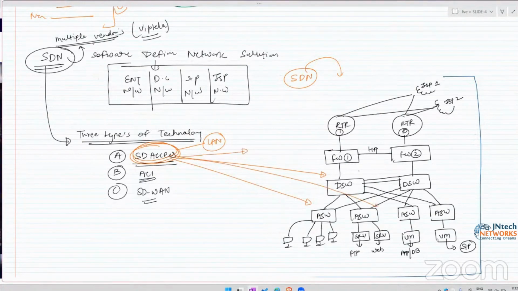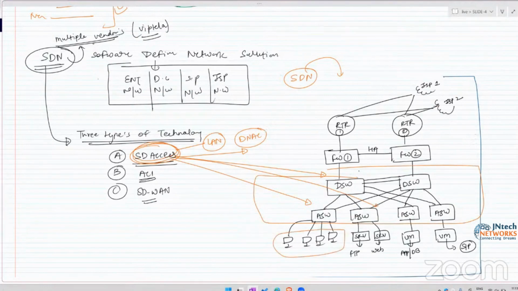So in the SD-Access concept, we are using this controller, which will be handled by this one part. Which one? SD-Access. This is also integrated with ISE. If you have some basic knowledge about ISE, then we can use it, okay?